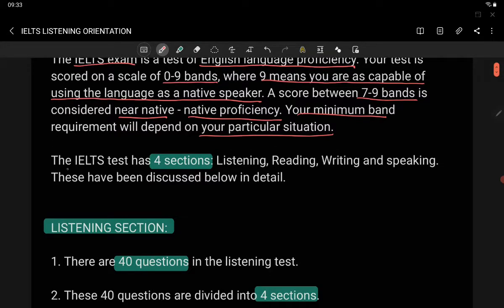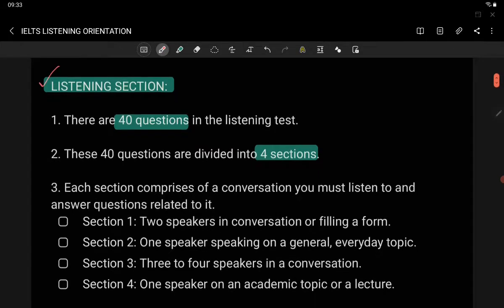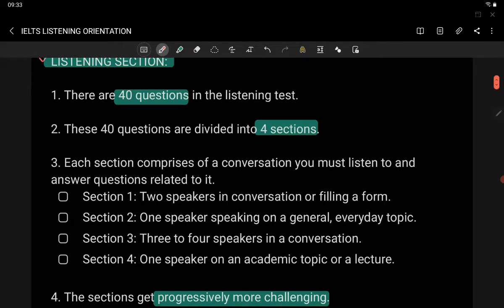Okay. The IELTS test has 4 sections, like any language: listening, reading, writing, and speaking. We will be covering these one step at a time so that we don't overwhelm you. We will start today with the listening section. So, here's our listening section. In the listening test, you will get 40 questions. These 40 questions will be divided into 4 sections.